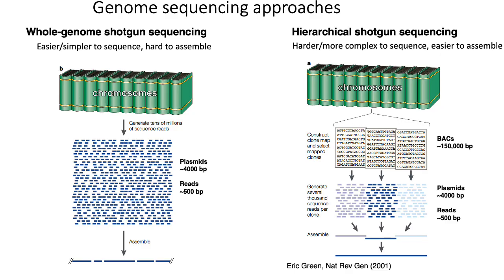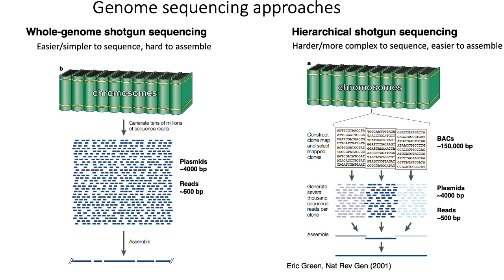In practice, there are two ways that shotgun sequencing is generally used to sequence genomes. One is called whole genome shotgun sequencing, and the other is hierarchical shotgun sequencing. Whole genome shotgun sequencing means you can take an entire genome, like the human genome, and just straight out fragment it into small pieces, sequence either one end or two ends of each small fragment, and try to assemble the entire original genome sequence from these very small fragments.